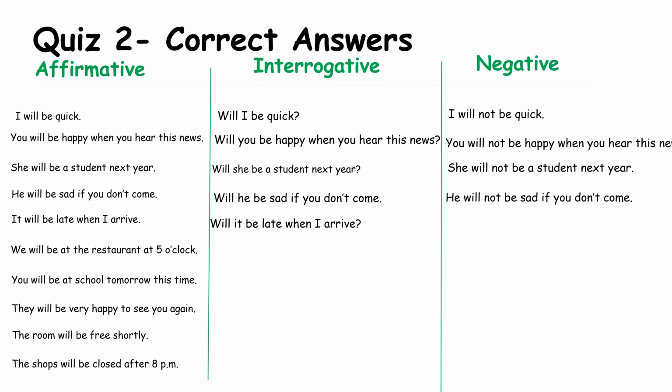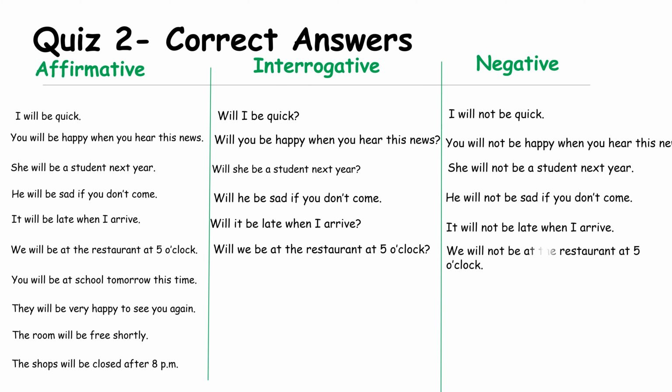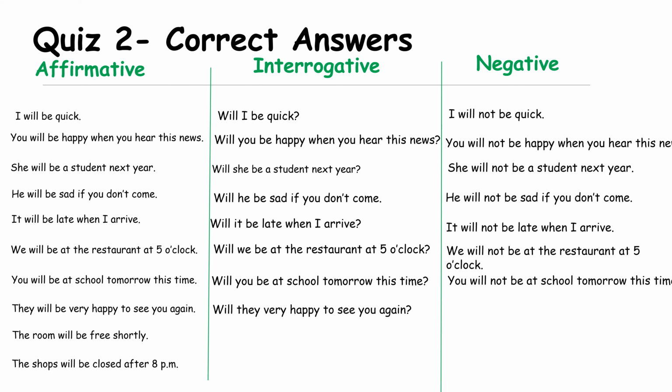It will be late when I arrive. Will it be late when I arrive? It will not be late when I arrive. We'll be at the restaurant at 5 o'clock. Will we be at the restaurant at 5 o'clock? We'll not be at the restaurant at 5 o'clock. You'll be at school tomorrow at this time. Will you be at school tomorrow at this time? You will not be at school tomorrow at this time.